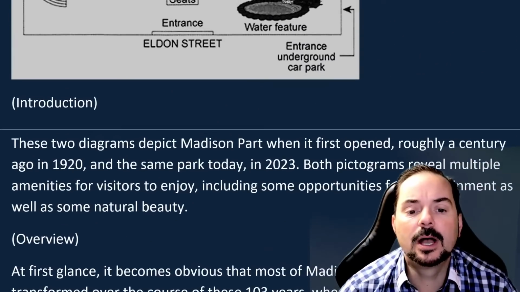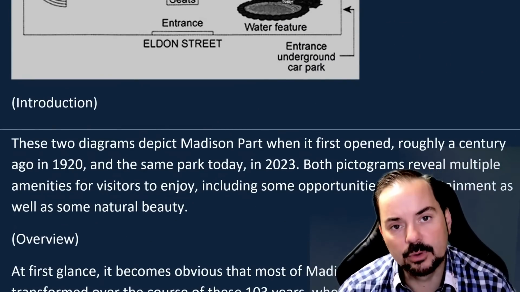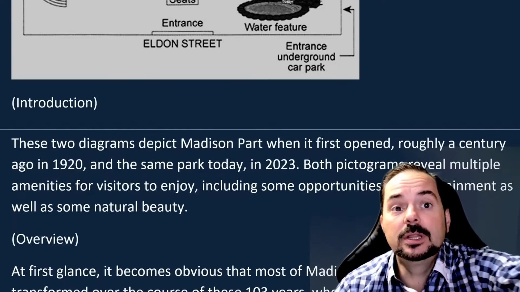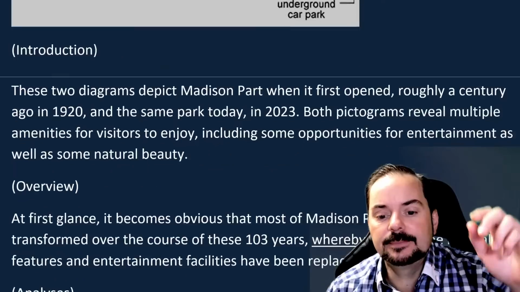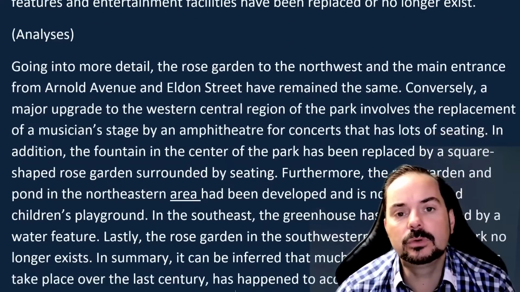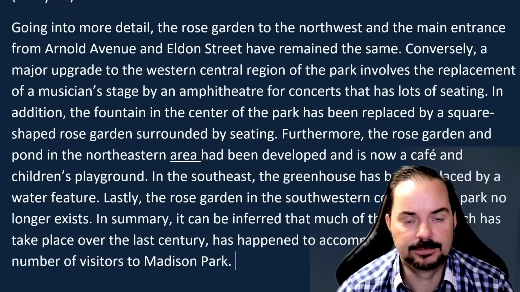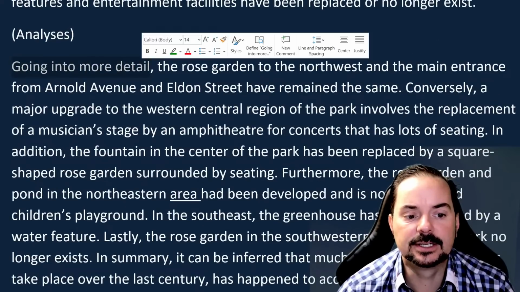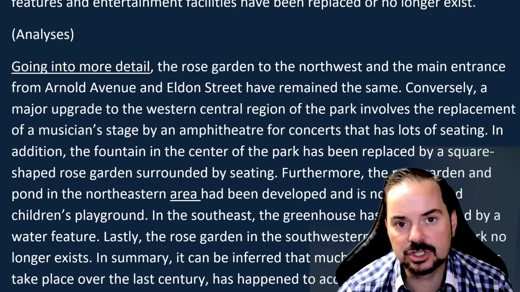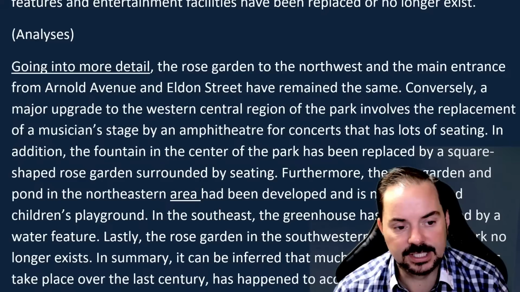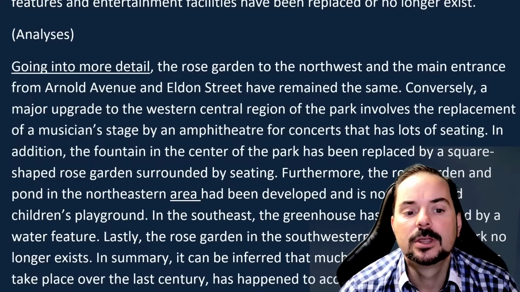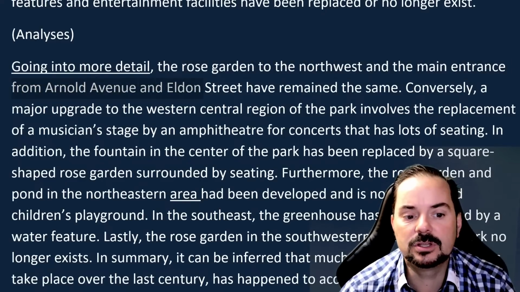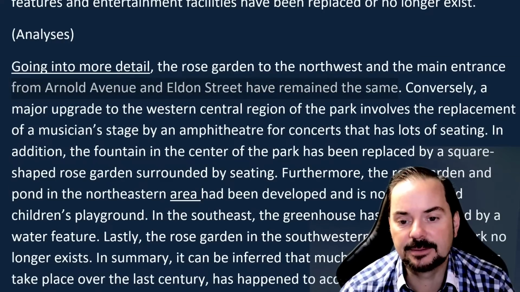All right, now a really good tip and a really important tip before I look at your writing, and again, I will look at your writing here. So a really important tip for everybody is to review your paragraphs when you write them. Okay, so here, going into more detail, it's a nice leading expression, especially for diagrams, because you go into more detail. So going into more detail, the Rose Garden to the northwest and the main entrance from Arnold Avenue and Eldon Street have remained the same.